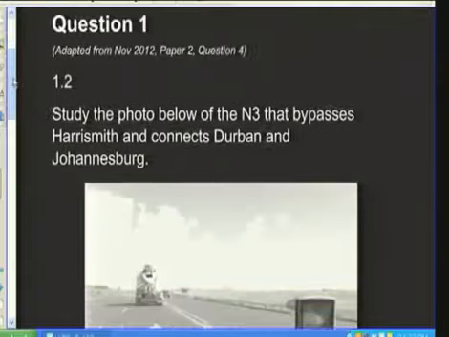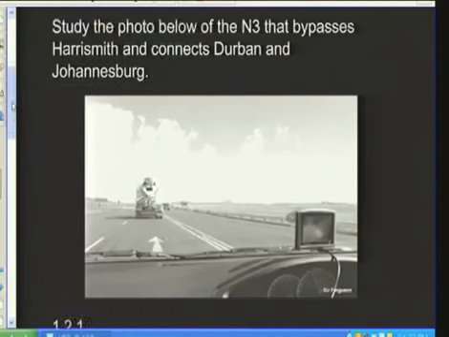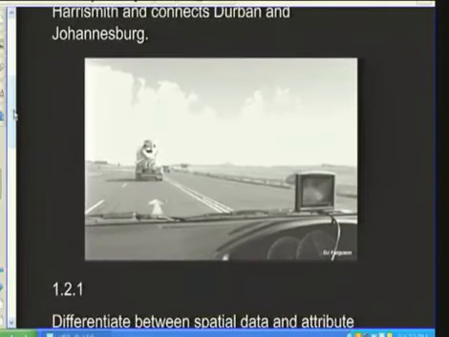Question 1.2 says, study the photograph below of the National 3, the N3, that bypasses Harrismith and connects Durban and Johannesburg. Now, if they're giving you a photograph like this, they're going to be asking you about information that the photograph supplies. So let's just take a look inside the photograph and see what it is that we can see.